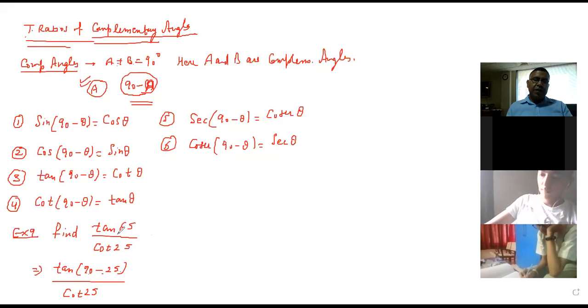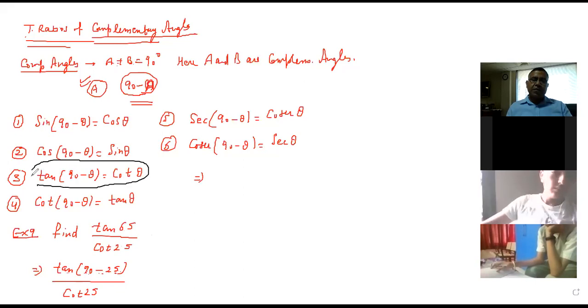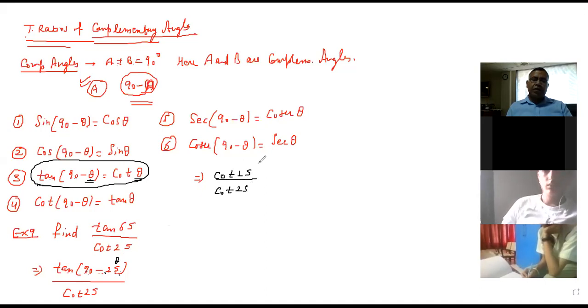Don't apply the formula in numerator and denominator both. Apply it on one only. Now see, I have the formula: tan 90 minus theta is equal to cot theta. Whatever the value of theta, it will come with cot. Here the value of theta is 25. So this is cot 25 upon cot 25. Cancel, which is equal to 1. This is the answer.